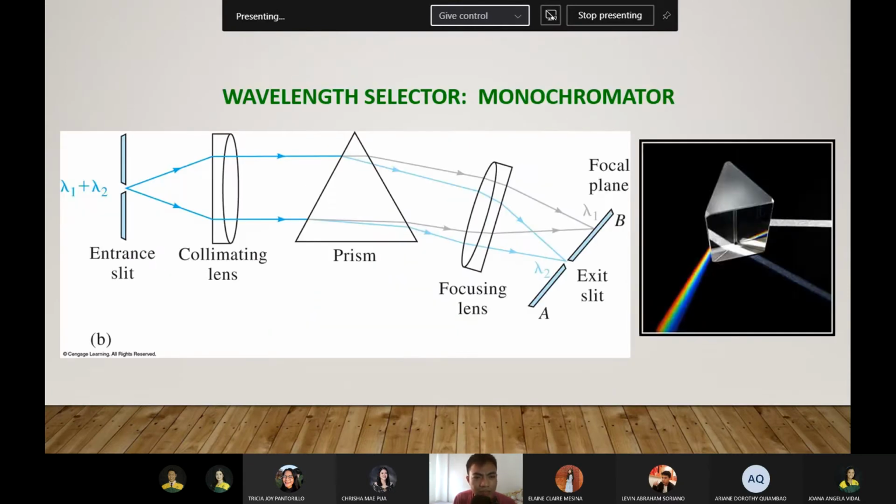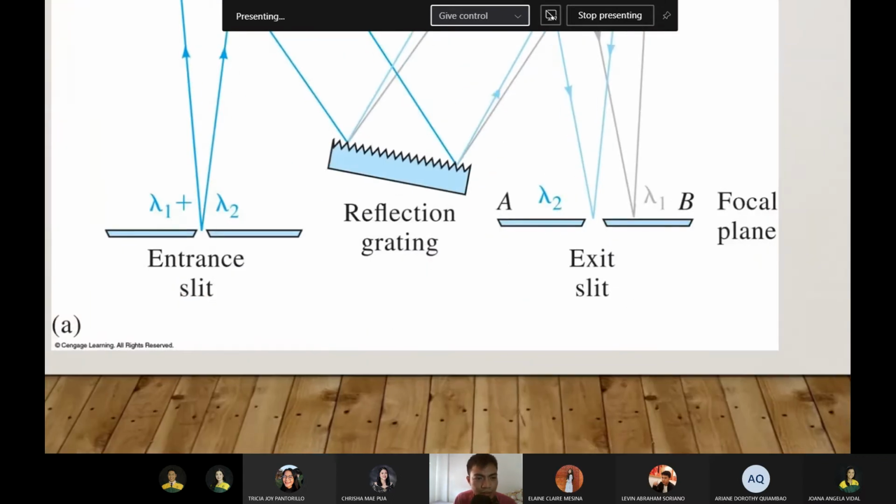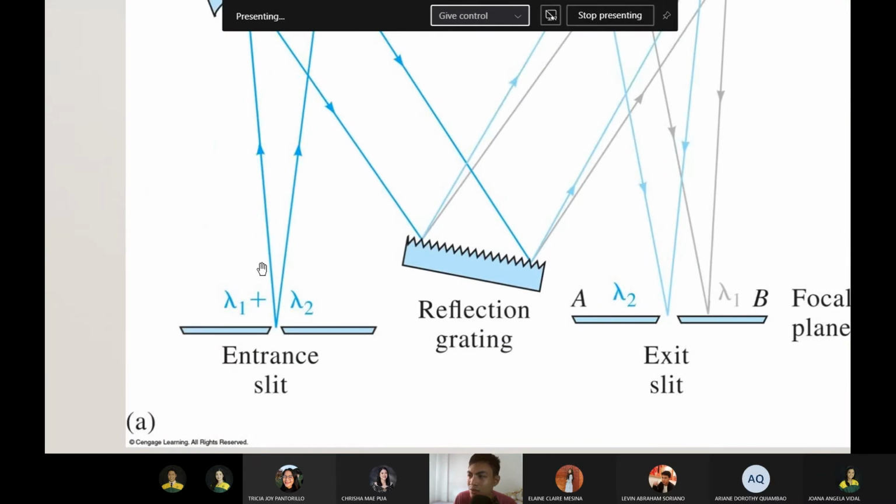This is the old style. But what we use now are gratings. So instead of using a prism, we use gratings. Gratings look like this. Let me zoom in. They have tiny teeth. So that when light passes through those teeth, it splits into many colors. When the incident light passes through the grating, it splits into many colors.